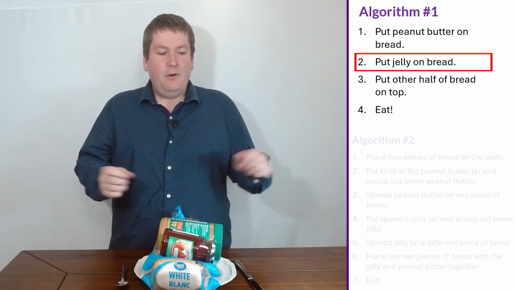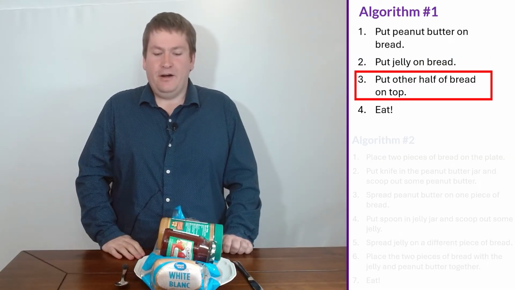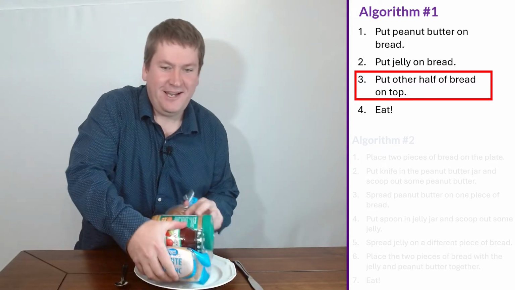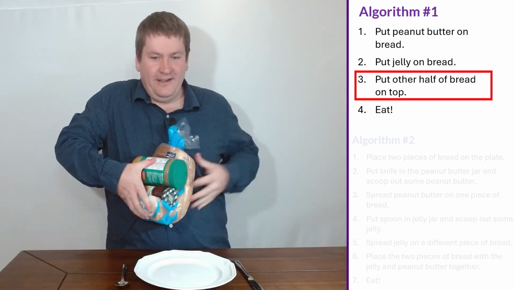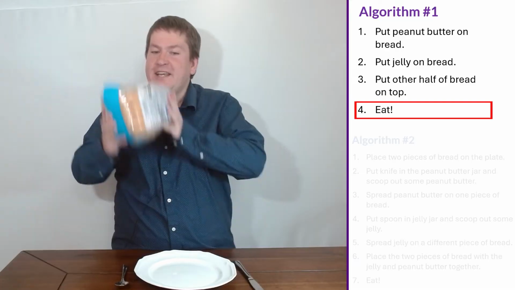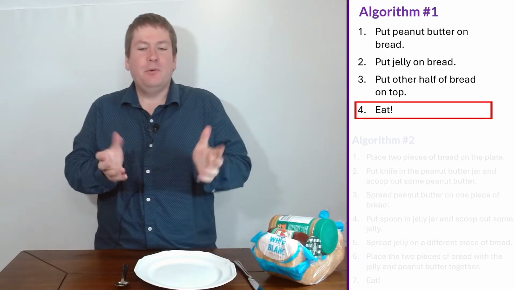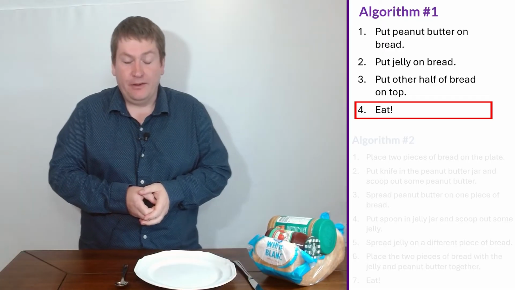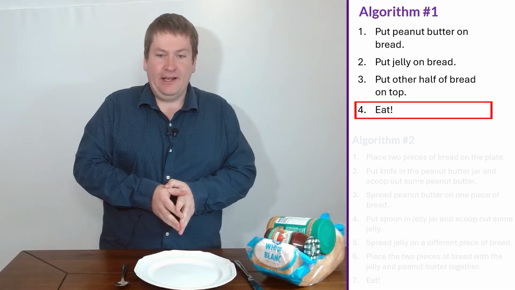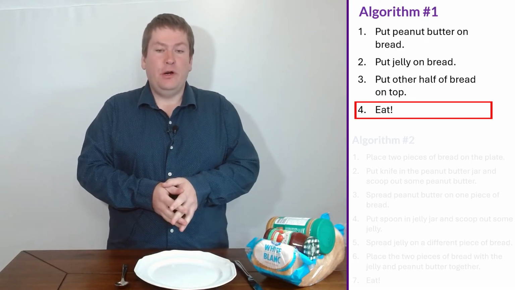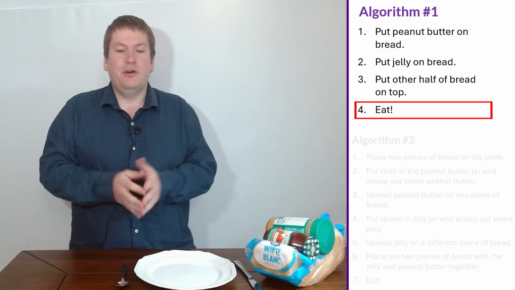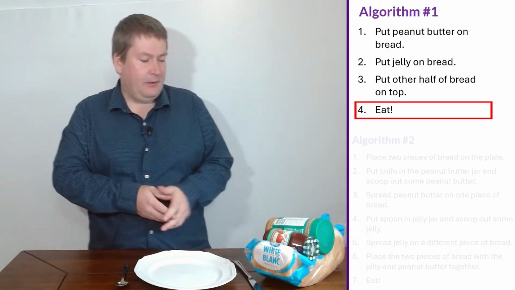Great. Now we want to put the other half of the bread on top. Well, we can give that a try. Oh. And then eat. Delicious. So we can see that there were a few problems with that algorithm. It was not specific enough, and many of the steps were ambiguous. So they could be interpreted different ways, like this silly one.